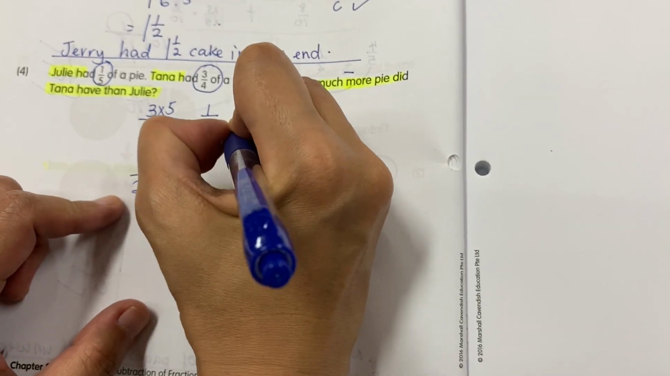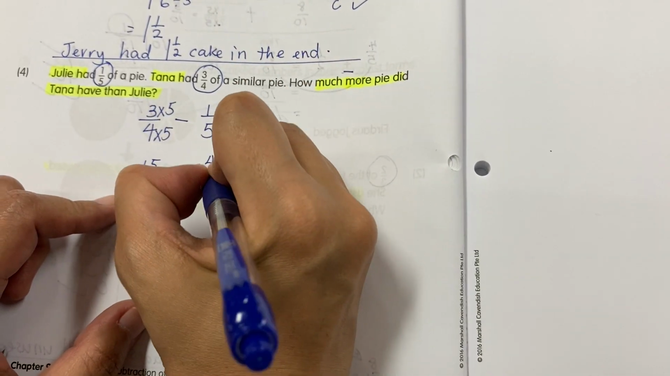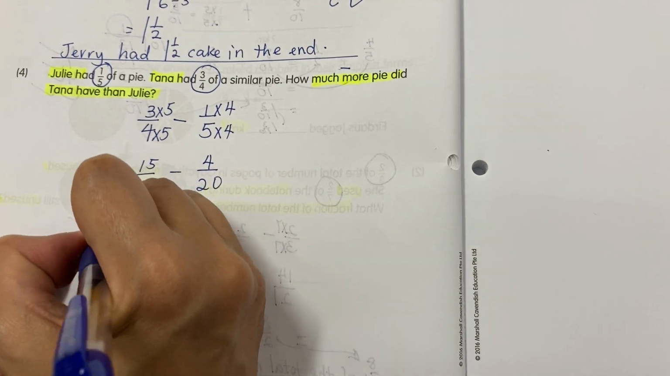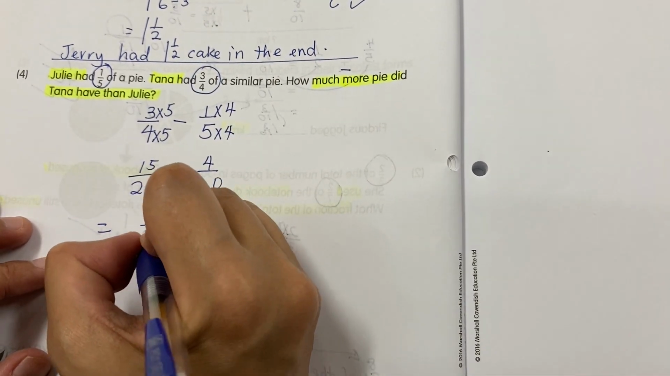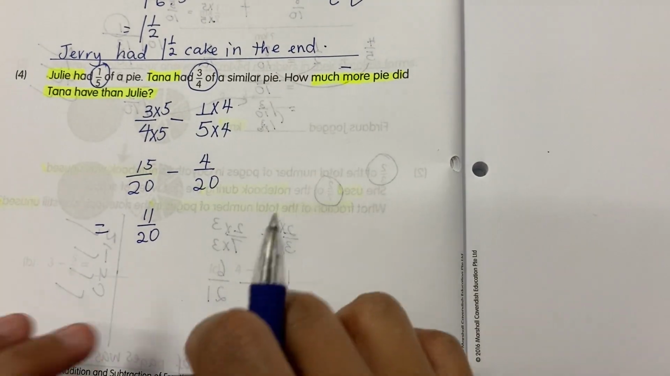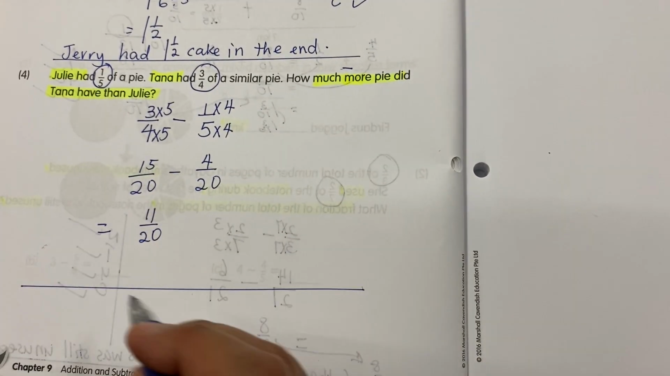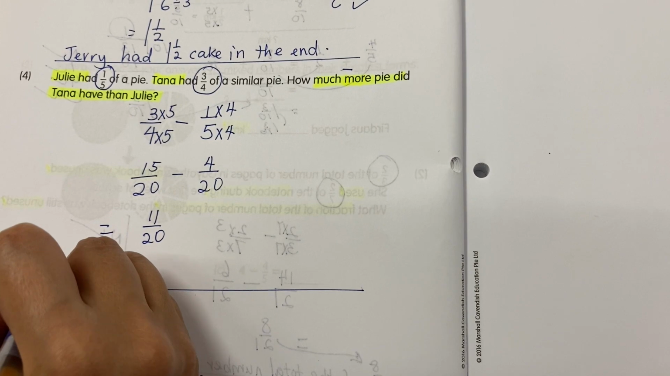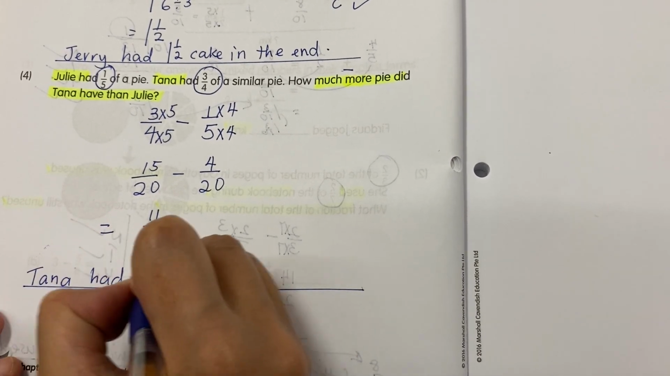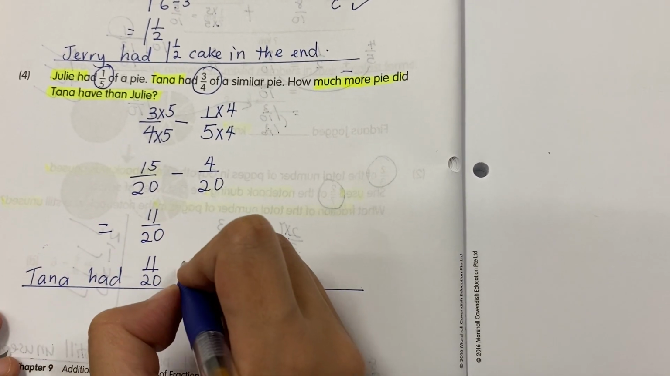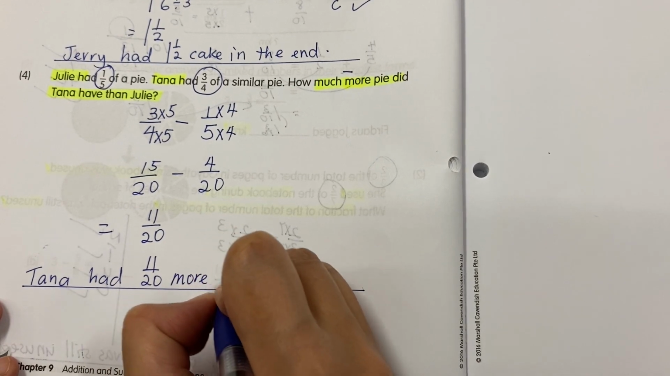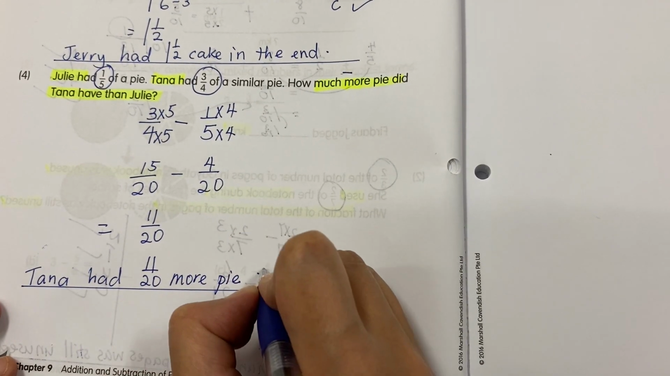Take away 4 out of 20 here. So my answer will be 11 out of 20. That's my final answer because it's a proper fraction and it's already in the simplest form. So Tanner had 11 out of 20 more pie than Julie.